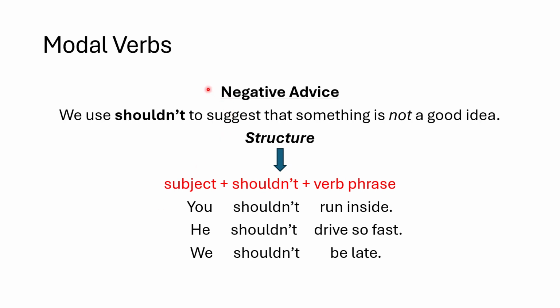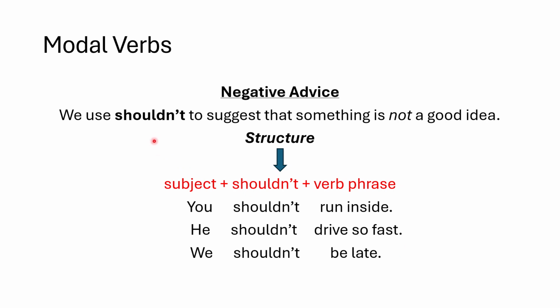Negative advice. We use shouldn't to suggest something that is not a good idea. The basic structure is subject plus shouldn't plus verb phrase. You shouldn't run inside. He shouldn't drive so fast. We shouldn't be late.